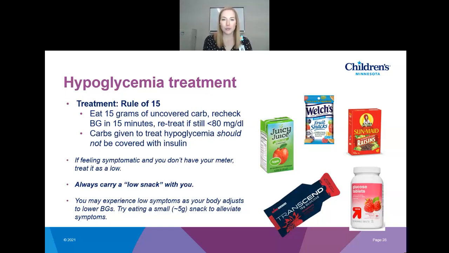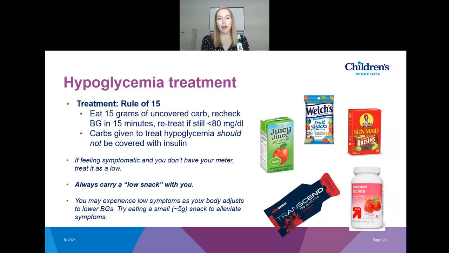Your simple sugars are going to boost that blood sugar the fastest. That being said, if you don't have anything like that, all carbs will raise your blood sugar eventually. So eat 15 grams of something. But if you have them on hand, something super simple like this is going to boost that blood sugar fastest. Some people do like to keep glucose tabs or glucose gels with them.